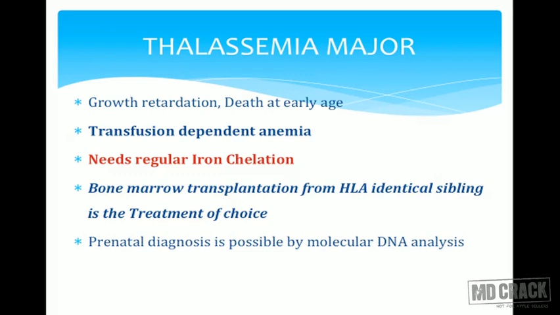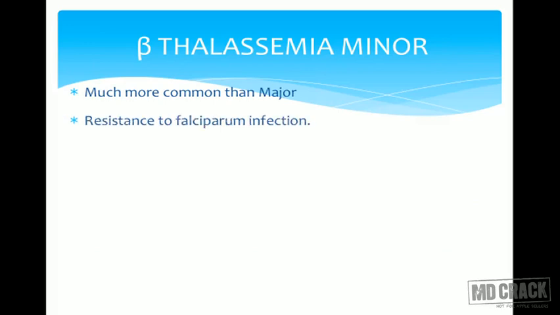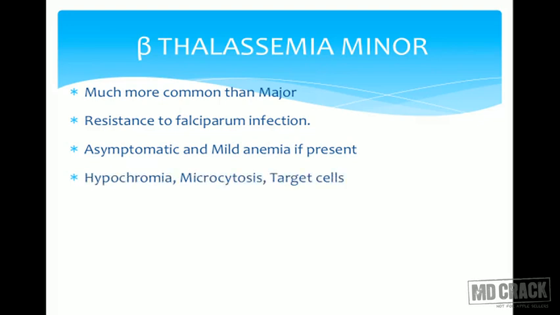And nowadays it's possible even to predict whether the next baby is going to be affected or born normal by doing prenatal diagnosis, mainly by molecular DNA analysis. Beta thalassemia minor is much more common actually than the major, and they have a peculiar resistance to Plasmodium falciparum infections. So they may have very mild anemia or remain asymptomatic for many years.